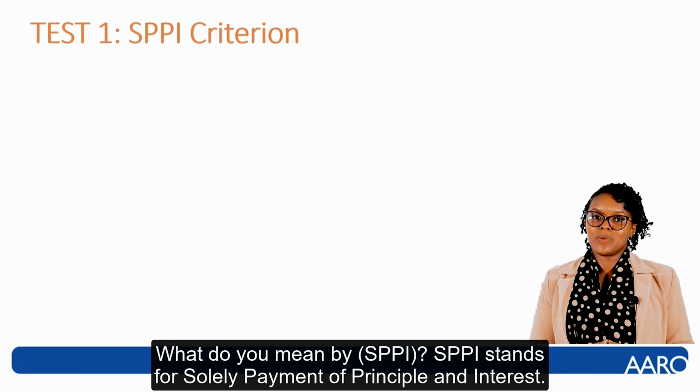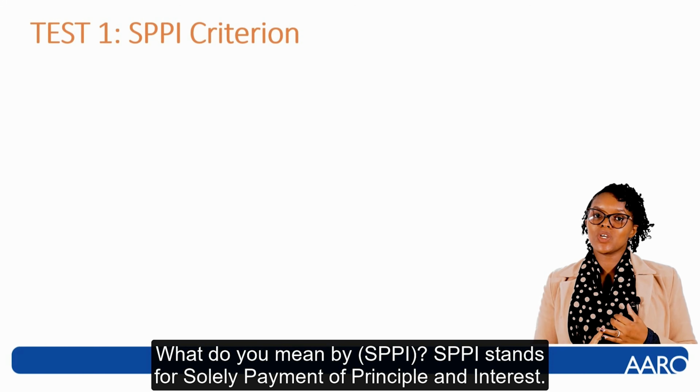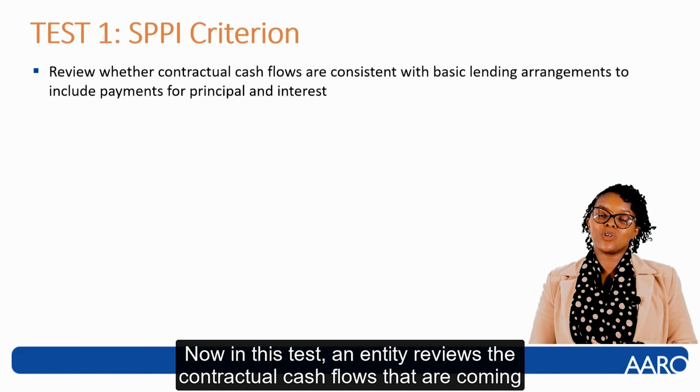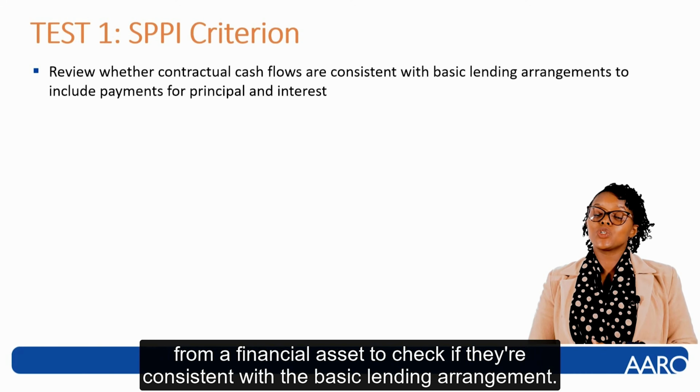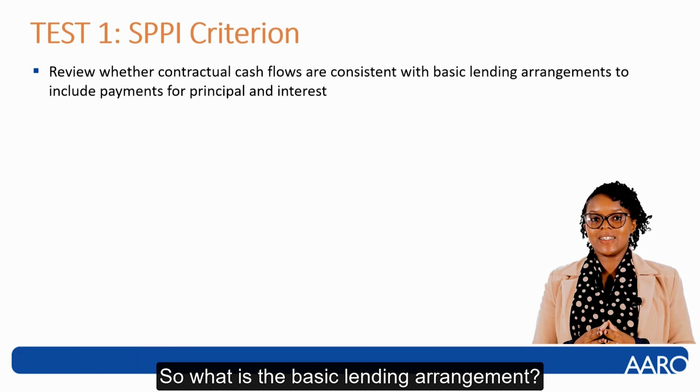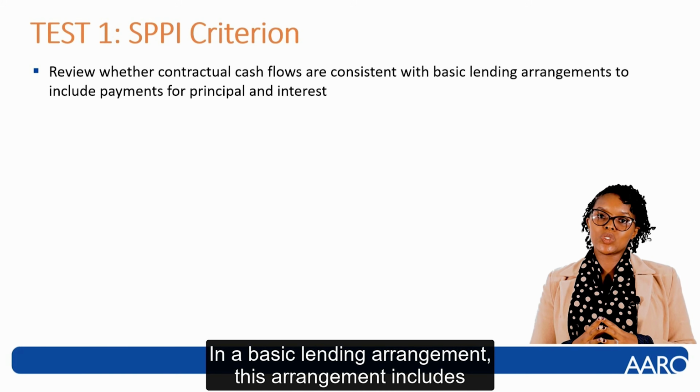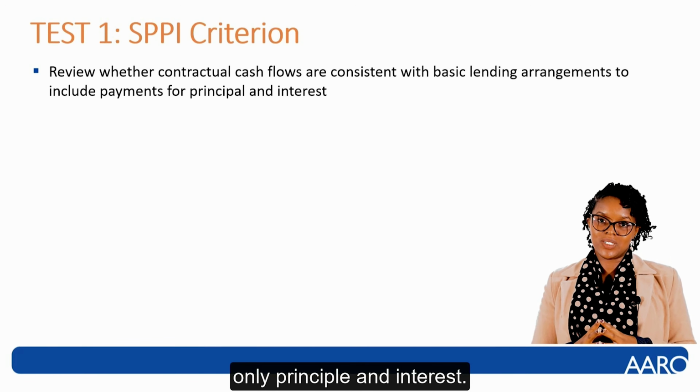What do we mean by SPPI? SPPI stands for solely payment of principal and interest. Now, in this test, an entity reviews the contractual cash flows that are coming from a financial asset to check if they are consistent with the basic lending arrangement. So, what is the basic lending arrangement? In a basic lending arrangement, this arrangement includes only principal and interest.